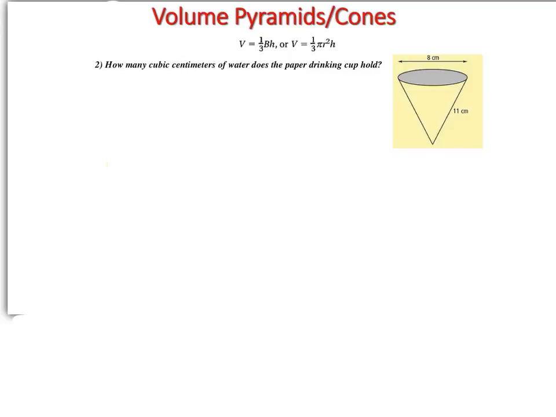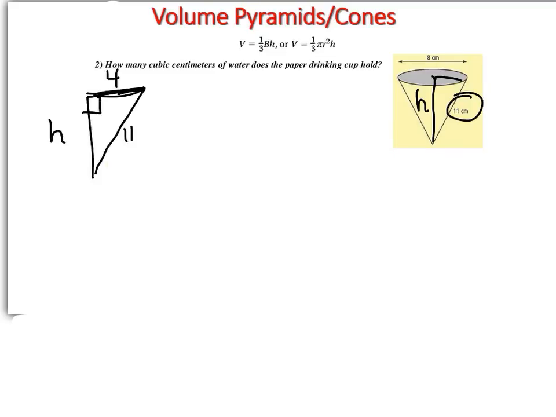Taking a look at this problem, the tricky part here is that this 11 here is not the height. That's the slant height, or the length along the side of the cone. So in order to find the height, we have to draw in our right triangle right there. Okay, so we're looking for that height right there. So drawing that out, then this length here is half that diameter, so that's 4. We're looking for that height, and the slant height is 11.